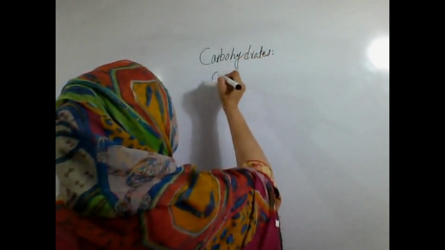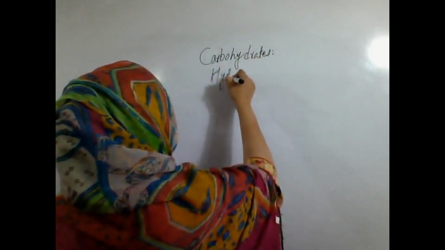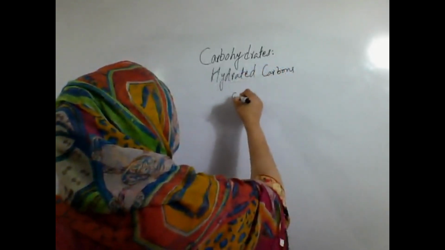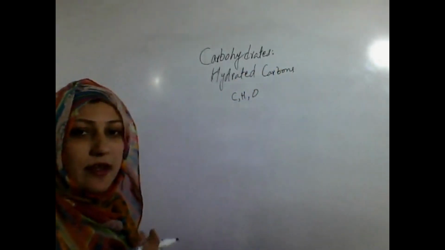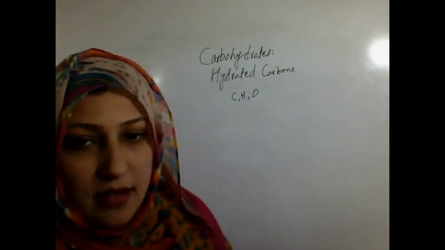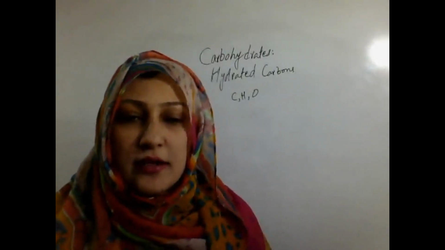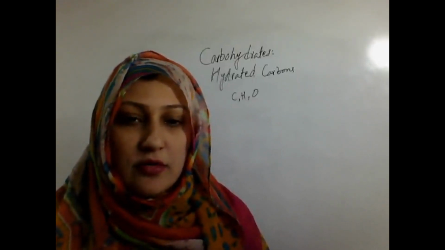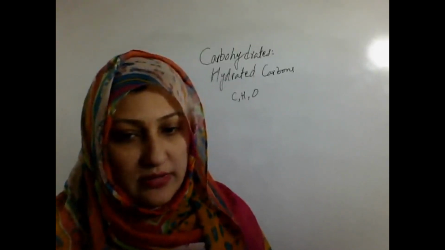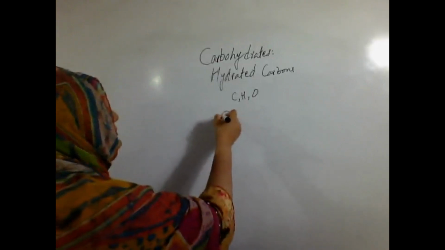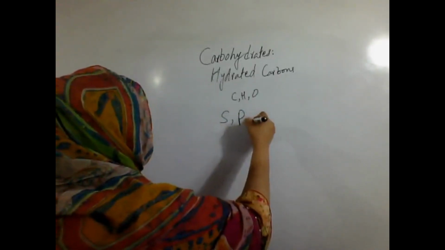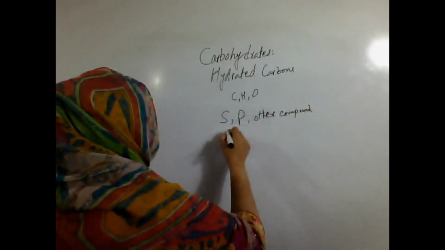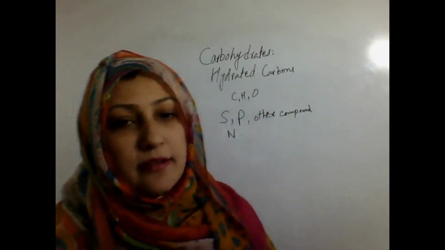Carbohydrates are simply called hydrated carbons, because they contain carbon, hydrogen and oxygen. But later on it was discovered that carbohydrates not only consist of carbon, hydrogen and oxygen, but also contain other elements like sulfur, phosphorus and others. So they are not only called hydrated carbons.